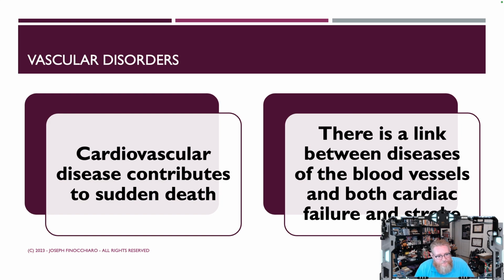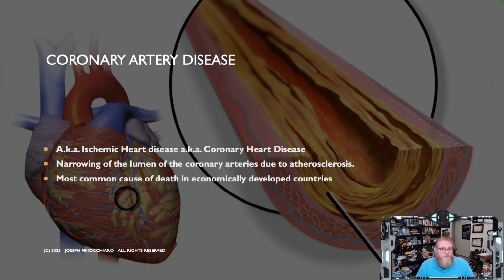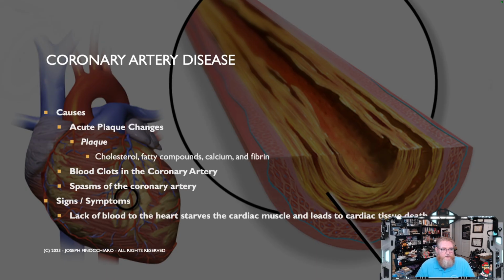Vascular disorders. Cardiovascular disease contributes to sudden death. There is a link between diseases of the blood vessels and both cardiac failure and stroke. So first up, we have coronary artery disease, also known as ischemic heart disease or coronary heart disease. This is a narrowing of the lumen of the coronary arteries due to atherosclerosis. This is the most common cause of death in economically developed countries.